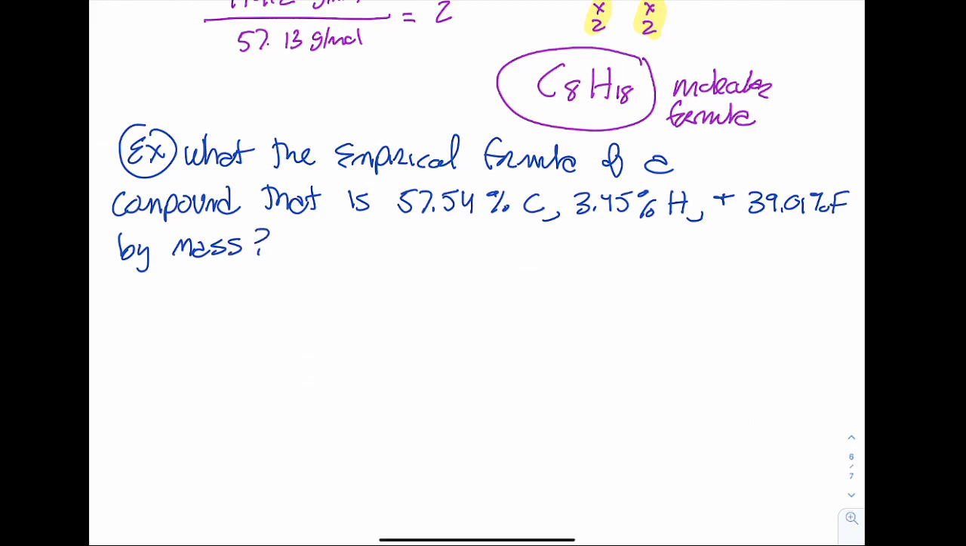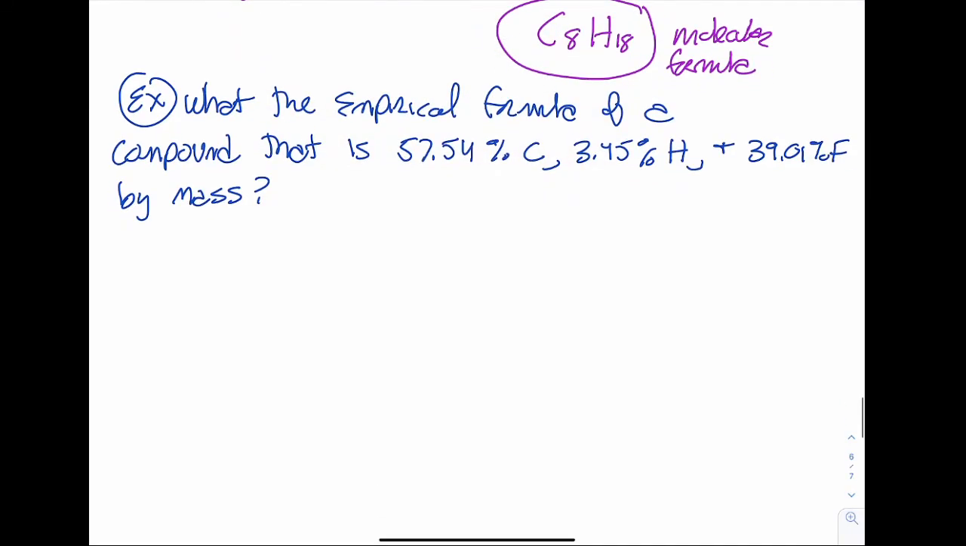So same steps. I'm going to convert my mass percent to grams by assuming a 100 gram sample and just replacing the percent sign with a G. I'm going to then convert from grams to moles using the molar mass, and then we'll set up our mole ratios. This time we have 3 different atoms, so we'll pick the one that has the smallest number of moles and divide it into the other 2. Then we'll look to see if we can round it or if we have to scale it up by multiplying it by some number.